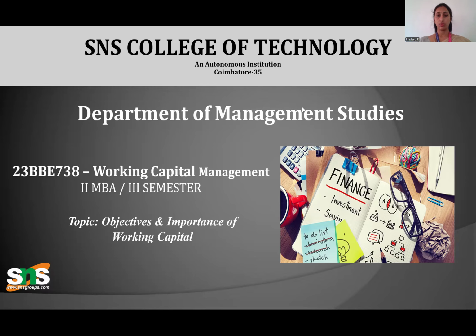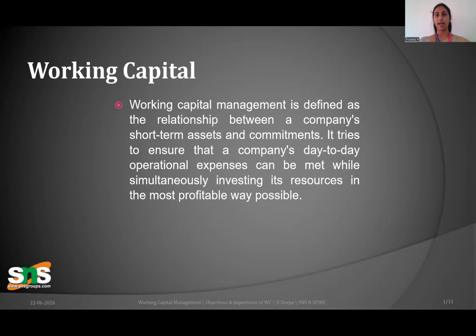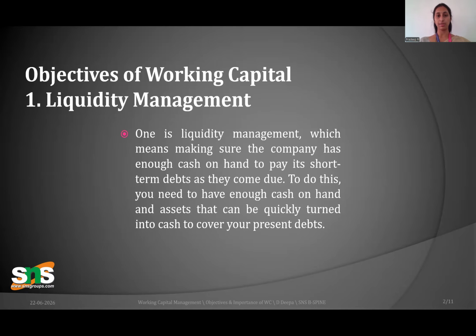So, as we all know, working capital is nothing but the day-to-day requirements which are actually needed in a business. It is the relationship between a company's short-term assets and commitments. It tries to ensure day-to-day operating expenses are met, even though we have a lump sum amount whereby we met all the requirements like land, building, machinery. But apart from that, we need some additional money to run the day-to-day operational expenses for the business. That is actually called working capital.